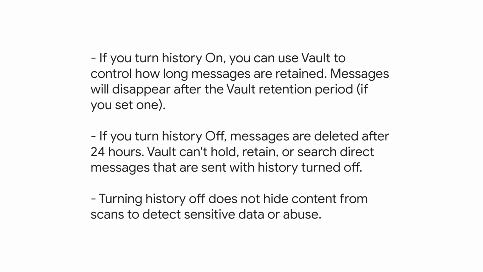Messages will disappear after the Vault retention period, if you set one. If you turn History off, messages are deleted after 24 hours. Vault can't hold, retain, or search direct messages that are sent with History turned off. Turning History off does not hide content from scans to detect sensitive data or abuse.